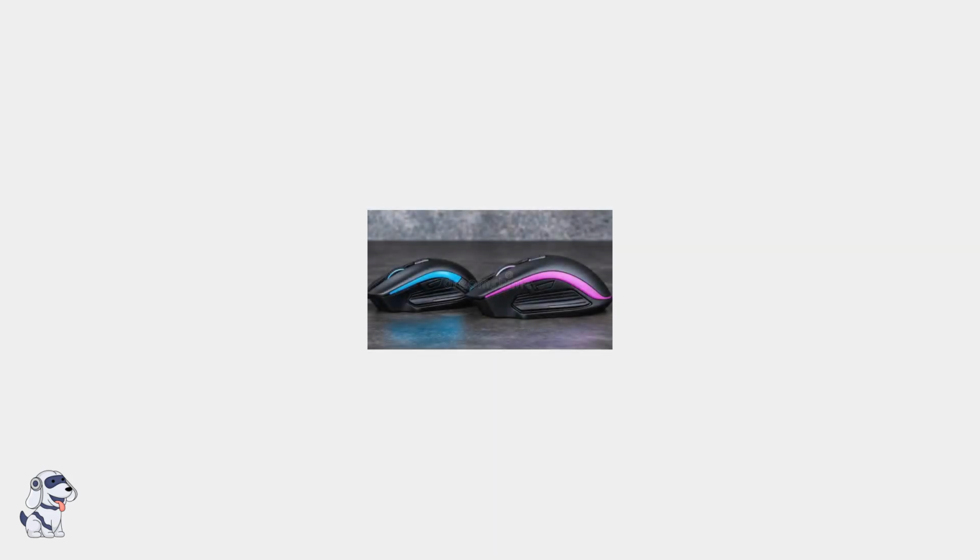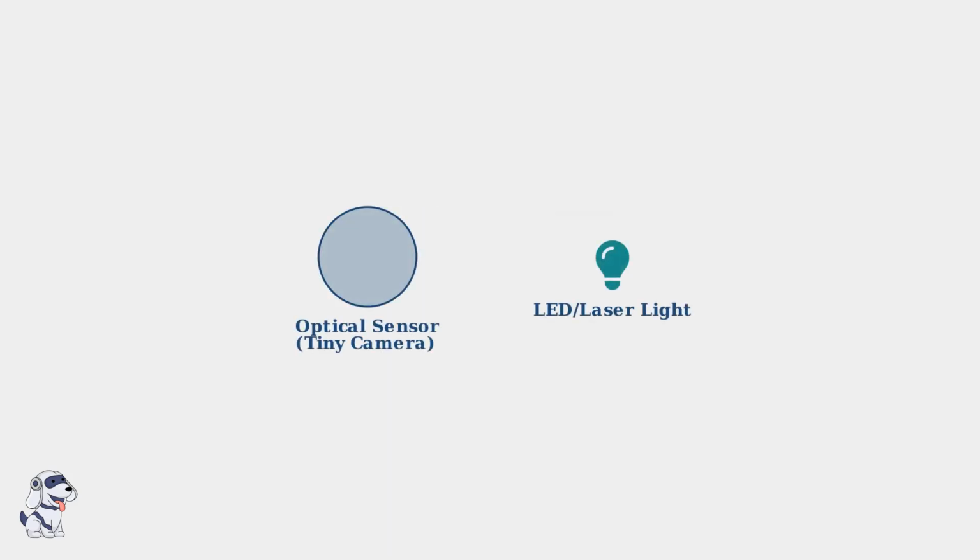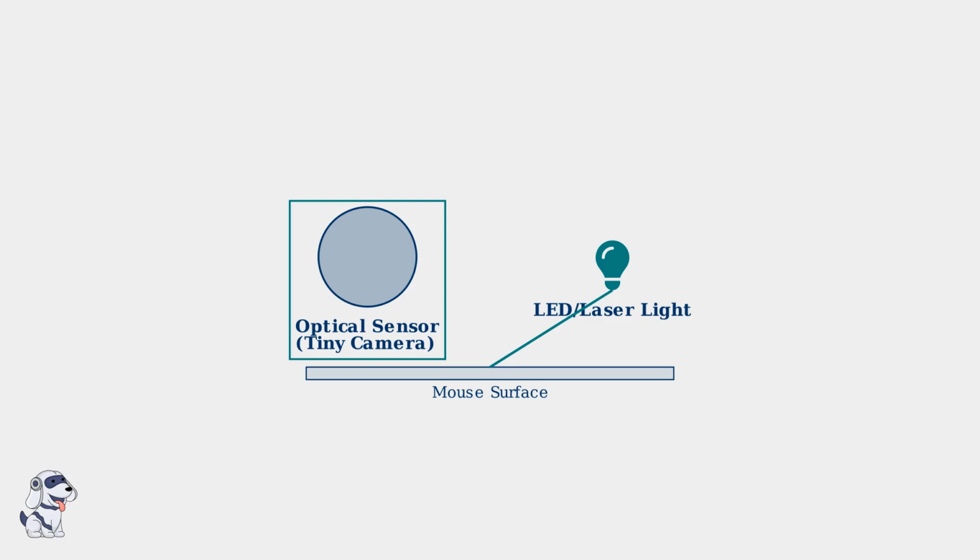Modern computer mice rely on an optical sensor, essentially a tiny camera, paired with an LED or laser light source. This combination allows the mouse to track movement with incredible precision. The LED or laser light shines downward onto the surface beneath the mouse, illuminating any textures, imperfections, or dust particles. This light reflection creates a unique pattern that the optical sensor can detect.